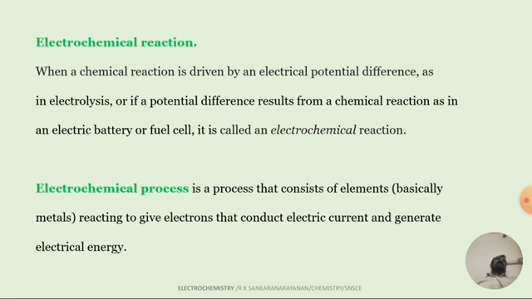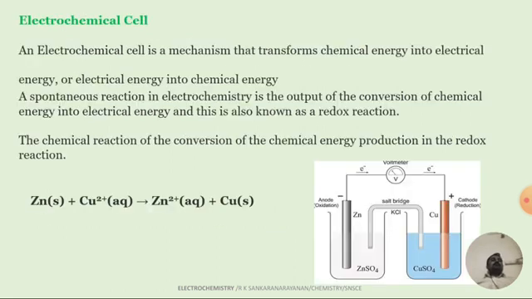For example, take zinc and copper, in this case zinc sulfate and copper sulfate. Here zinc acts as the anode and copper absorbs the electrons, so reduction will happen. This is just an example of an electrochemical cell.